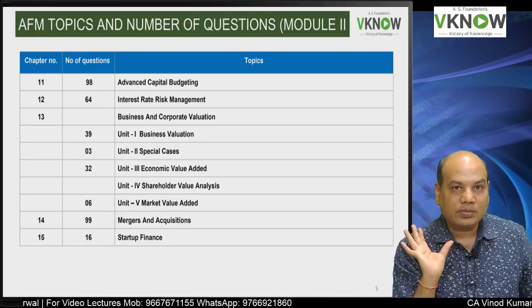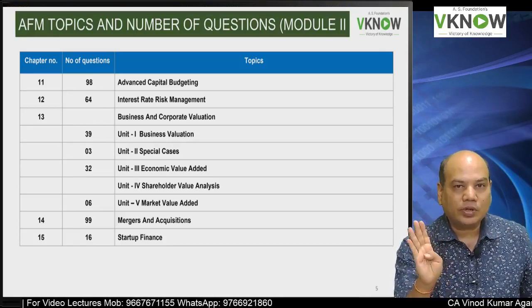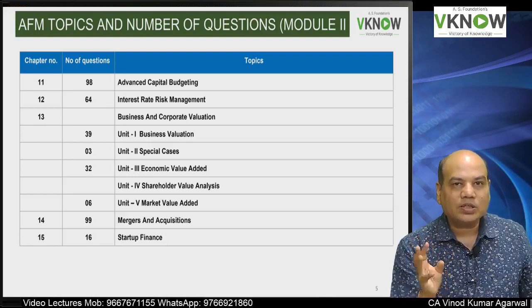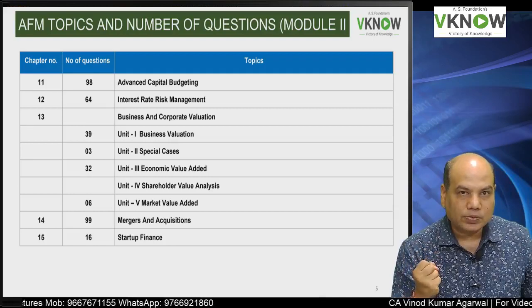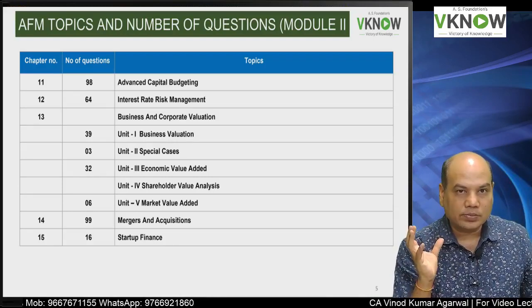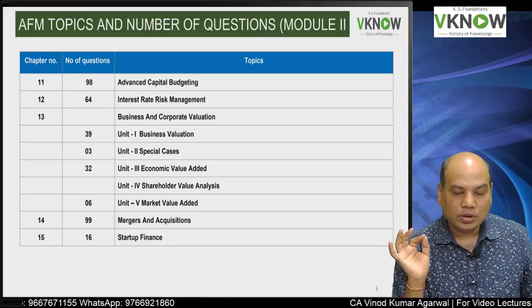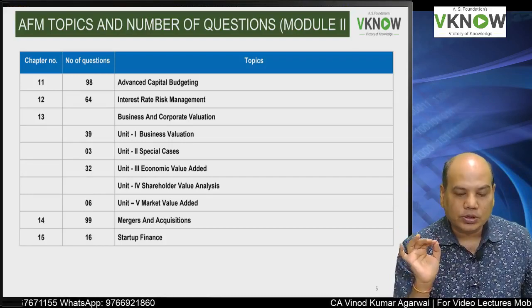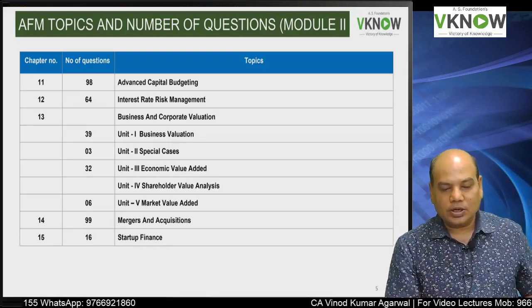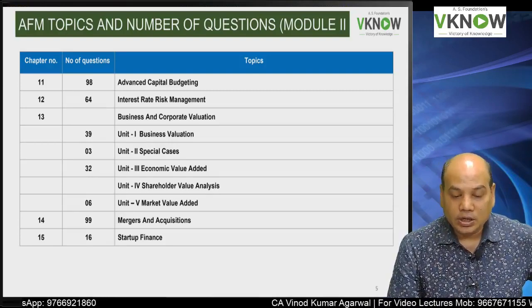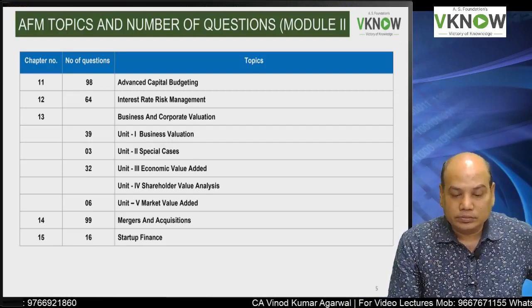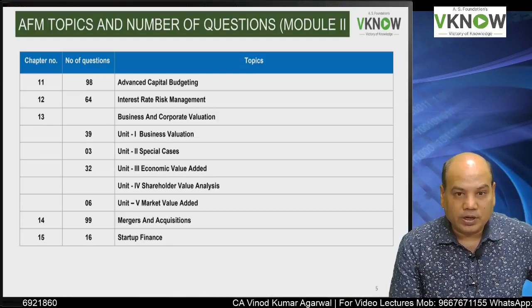Interest rate risk management. In your study material you have 10 to 12 questions. Past exams you have 10 to 12 questions. But we have collected questions from multiple sources, including reference books, and we have 64 questions covered on international interest rate risk management.